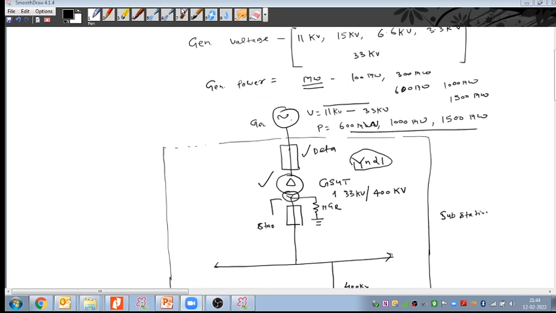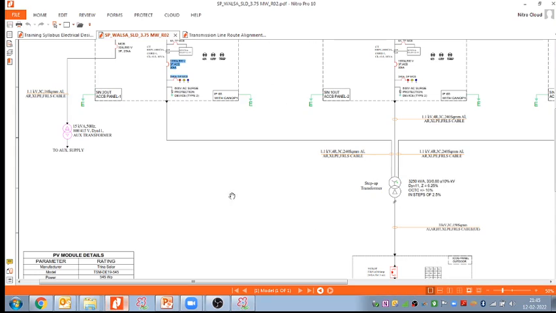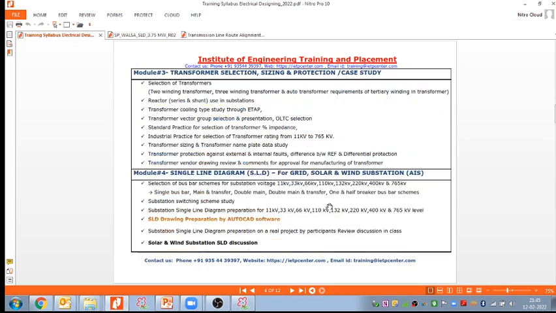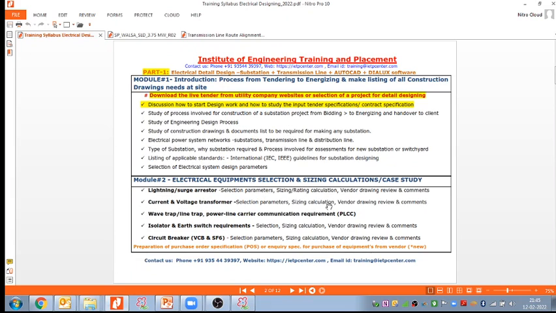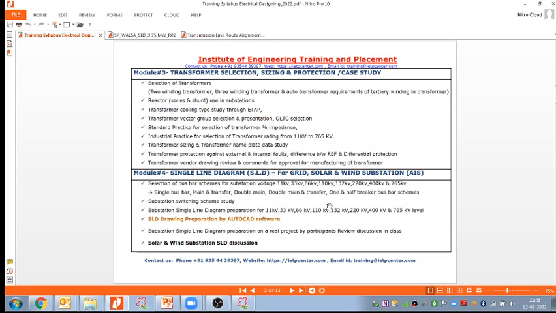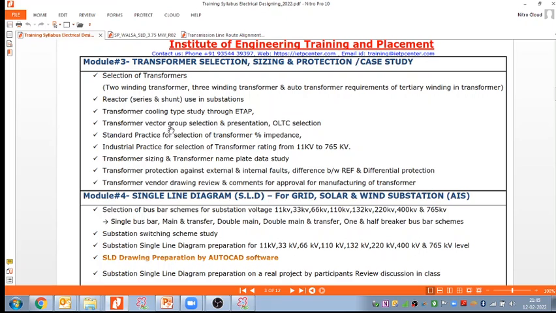Thank you. No, sir, we will have a detailed session on this transformer, and every point we will discuss with the help of ETAP also. So transformer selection, sizing, and the protections. Here we have this vector group selection, so we'll discuss at that time how to select the transformer vector group.